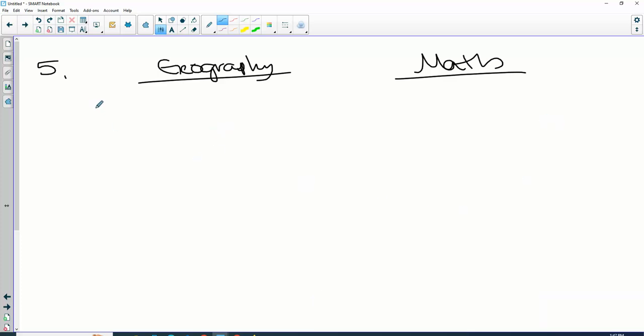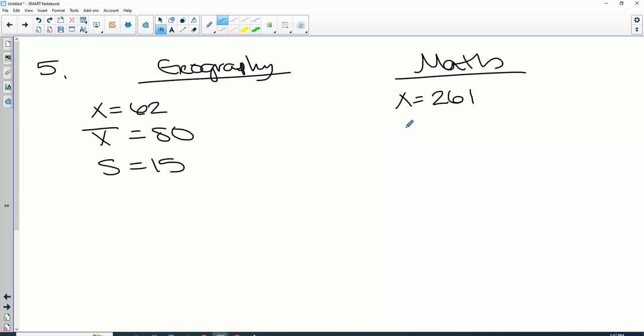But it tells me, on geography, my score was 62. On math it was 261. Geography had a mean of 80, standard deviation of 15. Math had a mean of 300, standard deviation of 26.